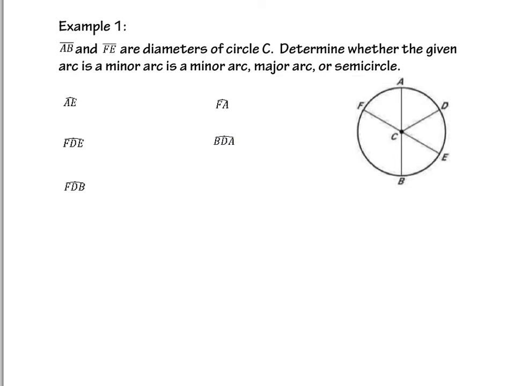Example 1: segments AB and FE are diameters of circle C. Determine whether the given arc is a minor arc, major arc, or semicircle. So arc AE is right here, which is less than 180 degrees, so that would be a minor arc. Then we have arc FA, which is right here, and that is less than 180 degrees, so that again would be a minor arc.